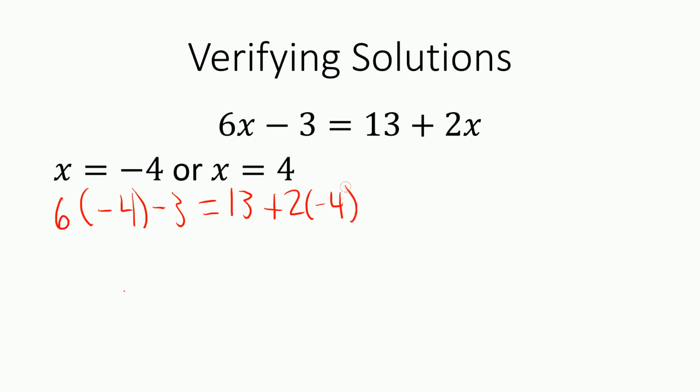And then I just work out the math. So I got 6 times -4 is -24, remembering my order of operations. On the other side, 2 times -4 is -8.